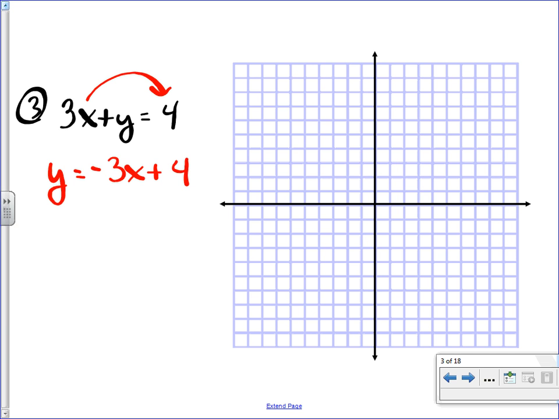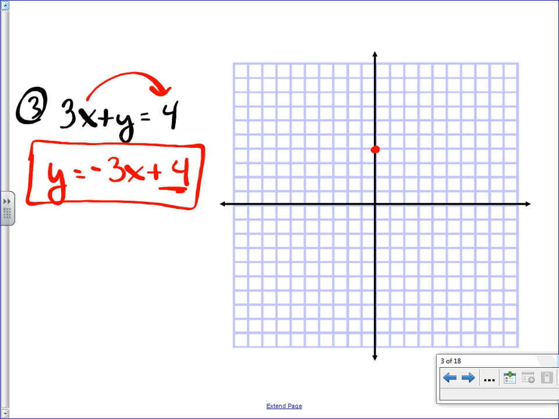So notice y is by itself. I've got my slope-intercept form. So now I can go back to graphing it the same way I did with number 1 and number 2. So 4, this right here, that's our y-intercept. 1, 2, 3, 4 is going to be right here.